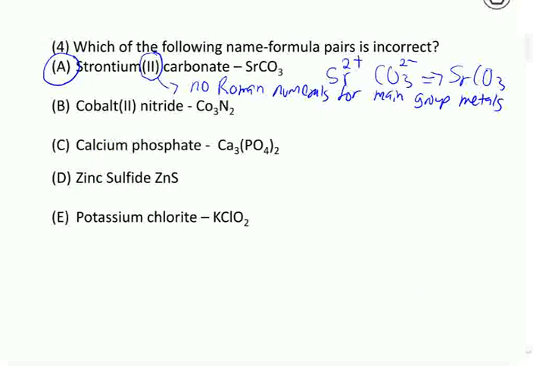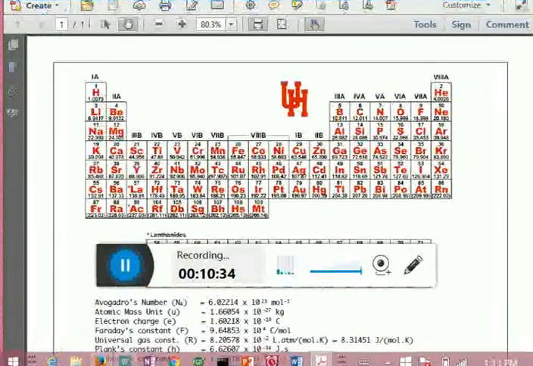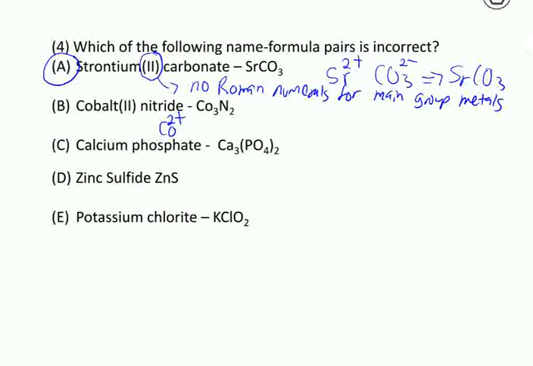So that's why that one's incorrect. Now let's go through the rest of them and convince ourselves it's right. So cobalt(II) nitride. Cobalt(II) in parentheses tells us that it's cobalt 2+. Cobalt is definitely a transition metal. It's right here in the middle, number 27, not too far from manganese that we saw earlier. Because it's in the d block of the periodic table, we need to put the charge in parentheses, and that's going to tell us it's 2+.